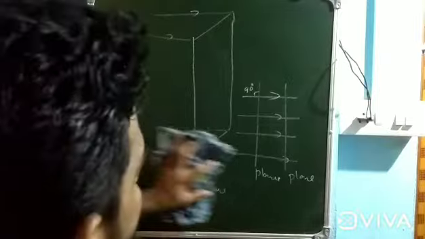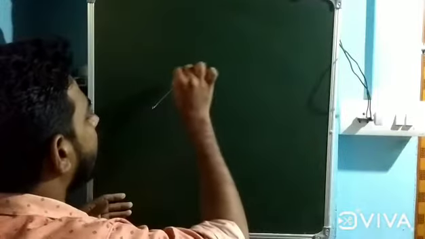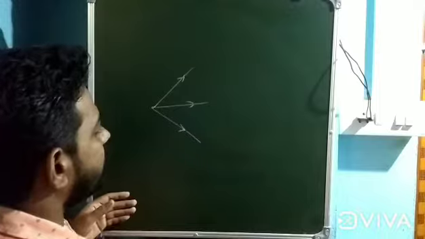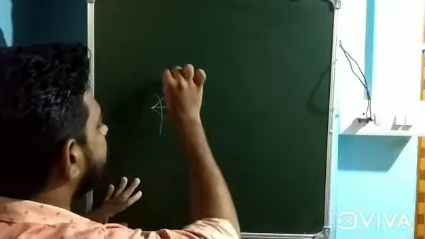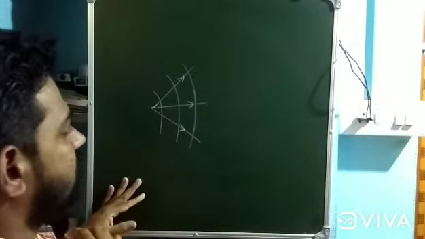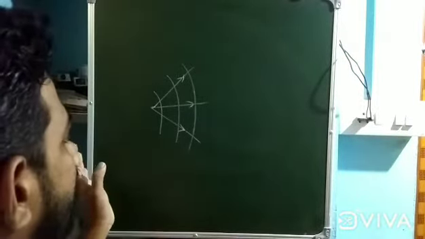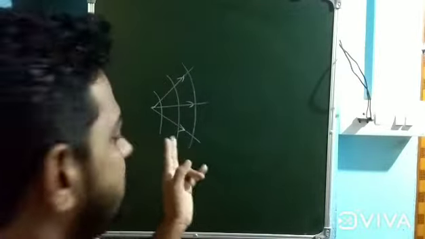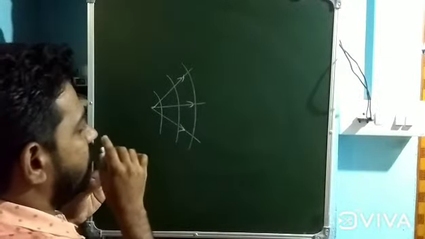Another type of wavefront is when the light is traveling like this, diverging from a point source. If the light is diverging from a point source, this is the representation of the wavefront. It is a special case of the cylindrical wavefront: the spherical wavefront. So this is the ray and this shape is the wavefront.